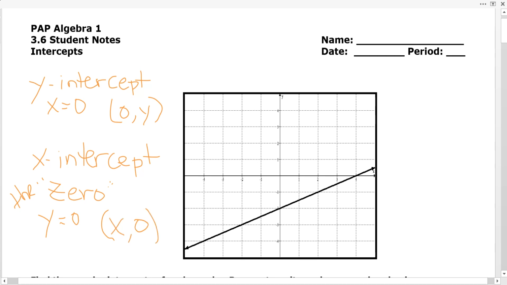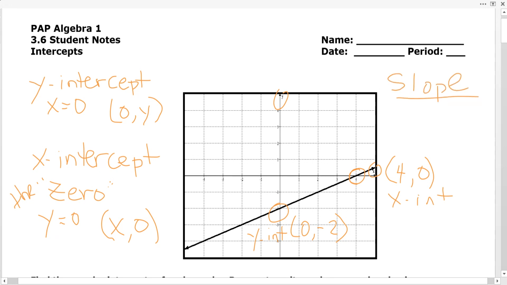So for example, on this graph, here is the x-intercept, and the point is going to be (4, 0), because we got 4 spaces on x and nothing on y. And here's the x-axis. The y-intercept is right here on the y-axis, and that is going to be (0, -2). Y-intercept, x-intercept.